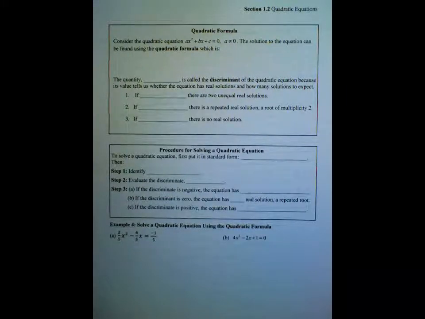Continuing with Chapter 1 on equations and inequalities, we're still on Section 1.2, quadratic equations, and now we're going to look at our last method for solving quadratic equations, the quadratic formula. So consider the quadratic equation ax squared plus bx plus c equals 0. We know that's the standard form, where a is not 0. The solution to the equation can be found using the quadratic formula.